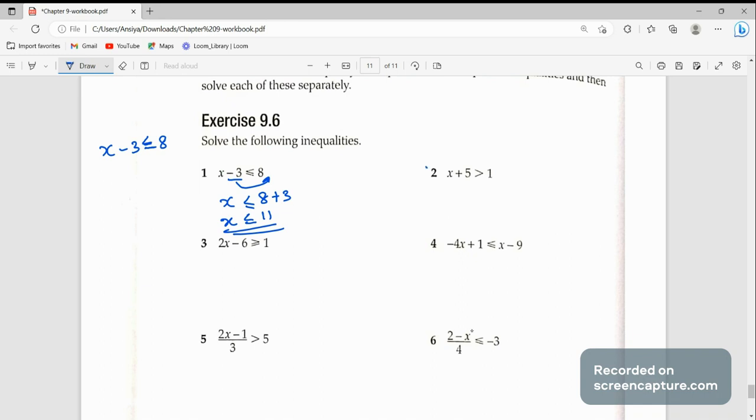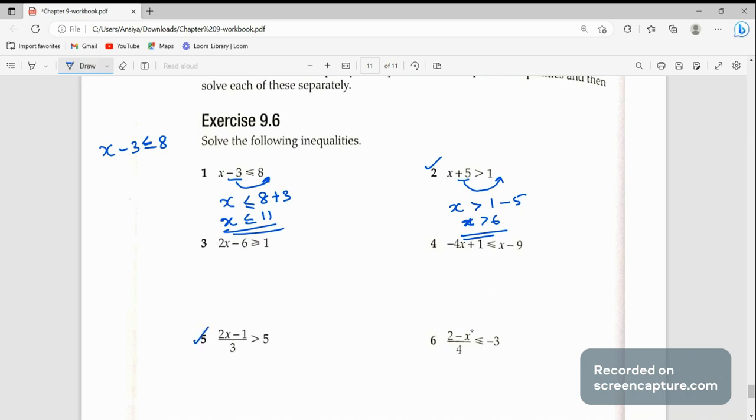Okay? Now second question. x plus 5 is greater than 1. So we need x alone. Plus 5, let it go here, that becomes minus 5. So x greater than 1 minus 5. x greater than minus 4. This is a simple topic. We will look at one more example.